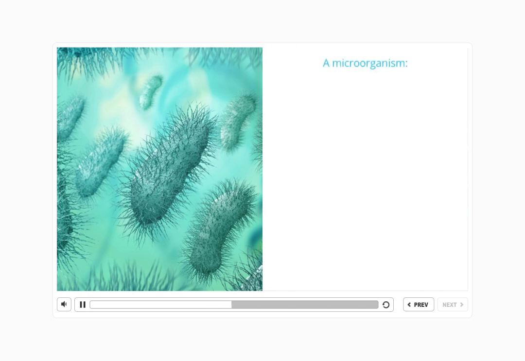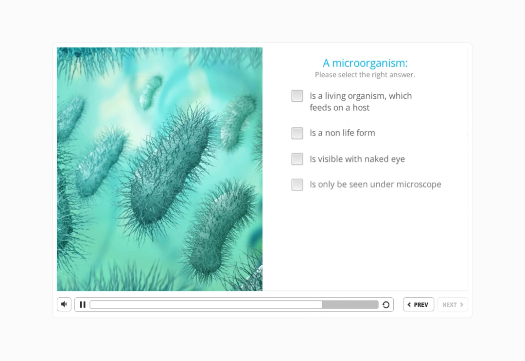Read the two definitions and the descriptor under each. Click all of those that you think apply to the definition.